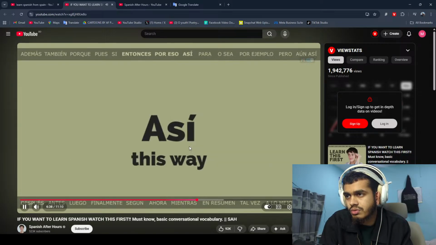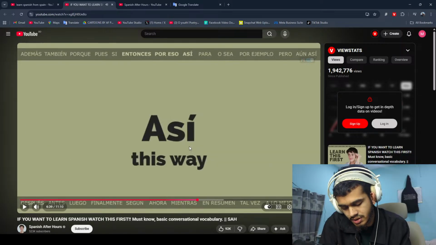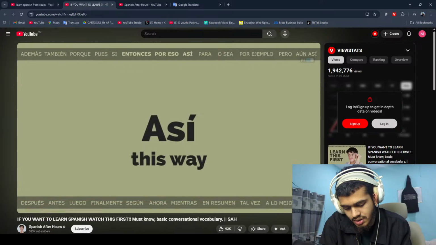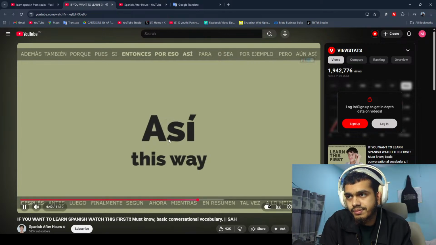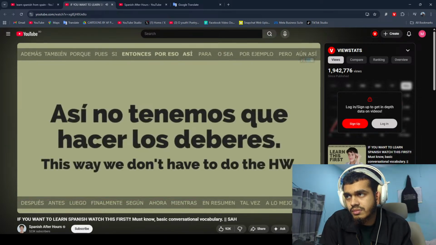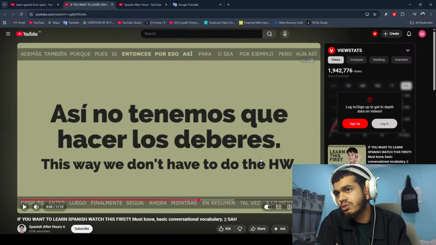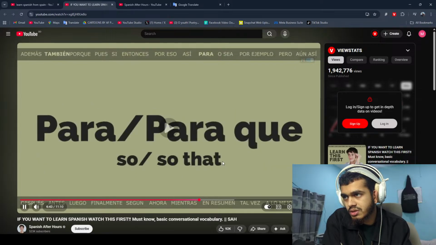Así. This way. Así no tenemos que hacer los deberes.